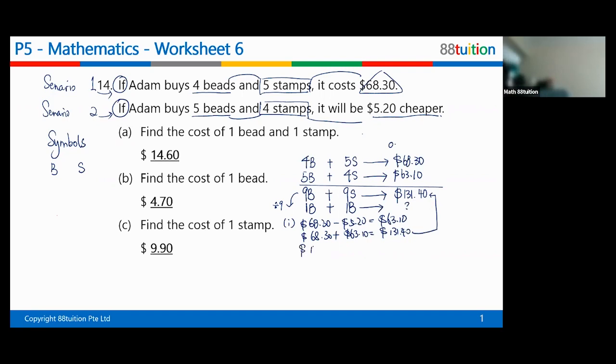And then you get 131.40 divided by 9. I think it's supposed to be 1 bit plus 1 stamp. Yes, 1 bit plus 1 stamp. Wow, that's very good. I caught that. I want to be neater. 1 bit and 1 stamp, we call them 1 pair. Okay, so 131.40 you divide by 9.